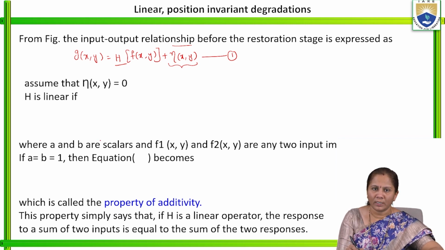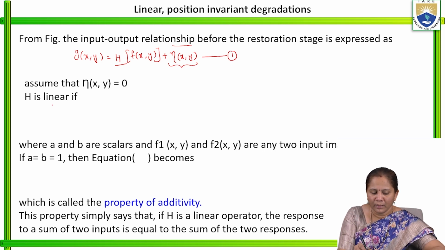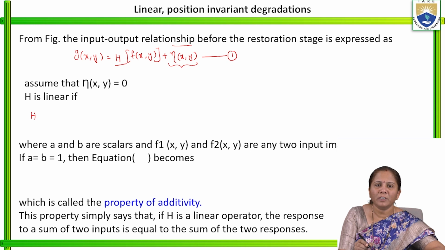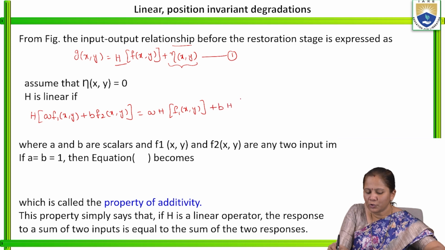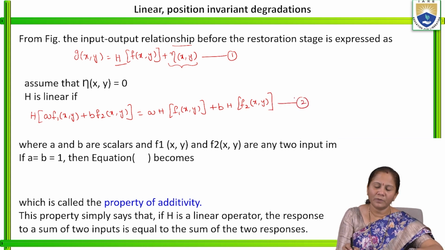Now considering these two conditions, as h is linear, based on the linearity property, we can write h of a f1 of x comma y plus b f2 of x comma y is equal to a h of f1 of x comma y plus b h of f2 of x comma y. Consider this as equation 2. This equation we have written based on the linearity property.